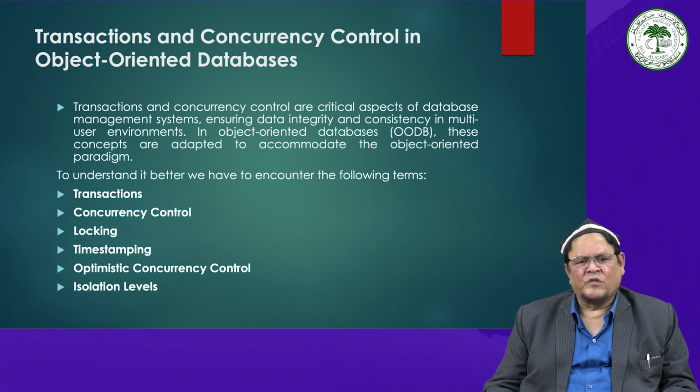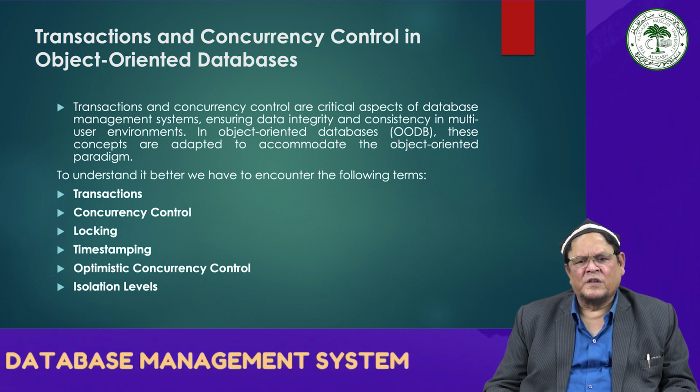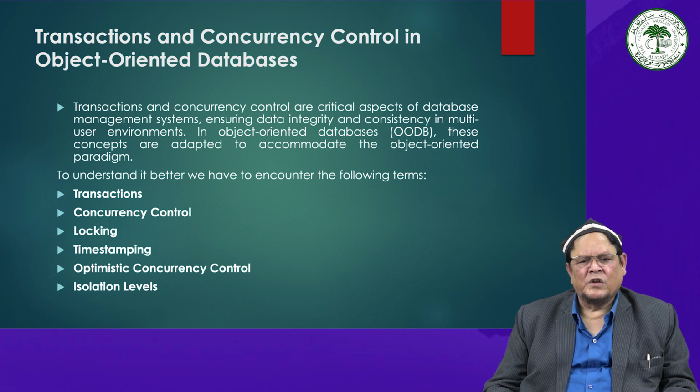Moving on to concurrency control, this is where things get interesting. Concurrency control mechanisms regulate access to shared data by multiple transactions, preventing conflicts and maintaining consistency. In an object-oriented database, we employ techniques like locking, timestamping, and optimistic concurrency control to ensure that transactions execute concurrently without interfering with each other.